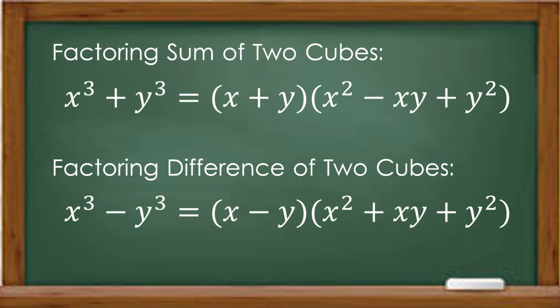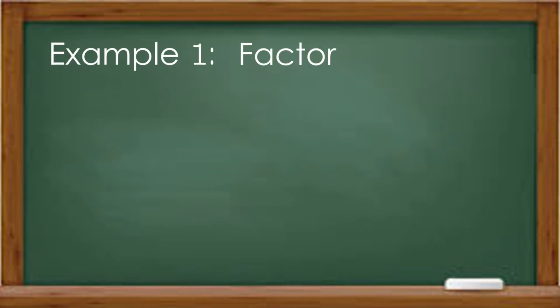Let us now factor sum or difference of two cubes. So the factors of sum or difference of two cubes are a binomial factor and a trinomial factor. Let's have the following examples. Example 1, factor a cubed plus 27.